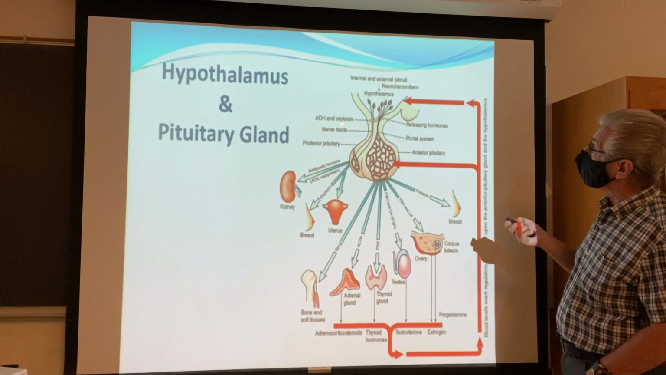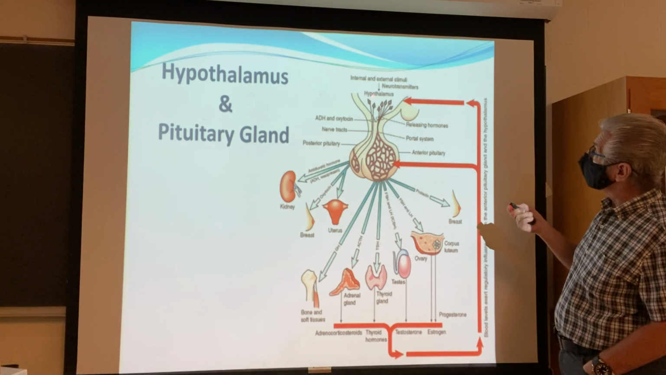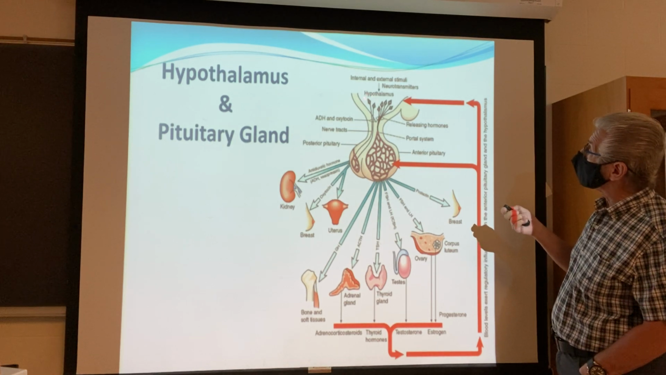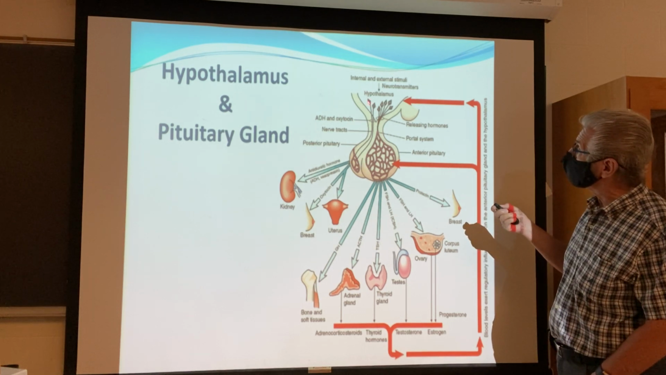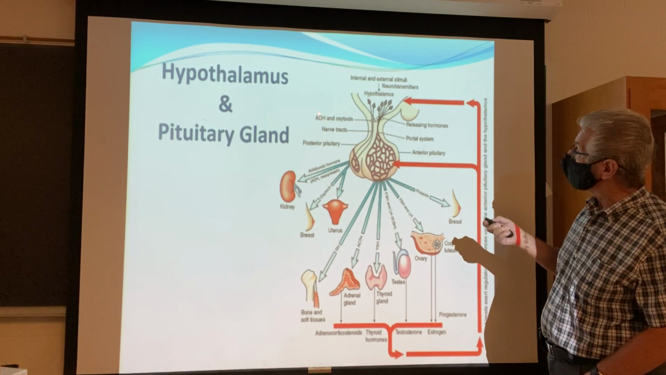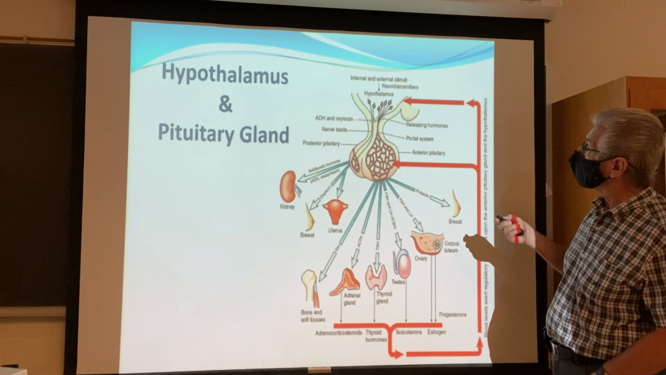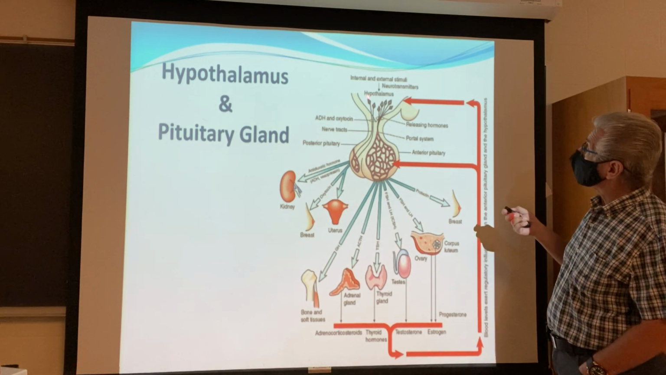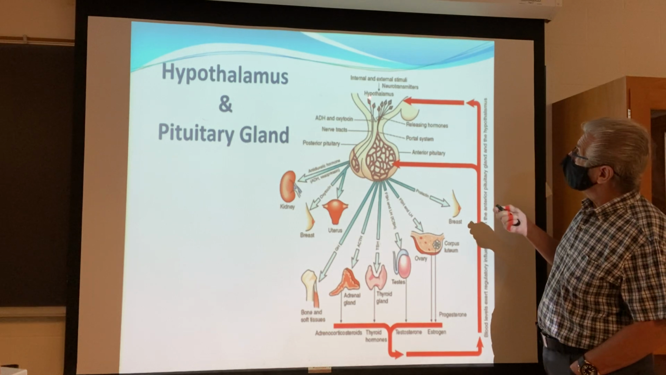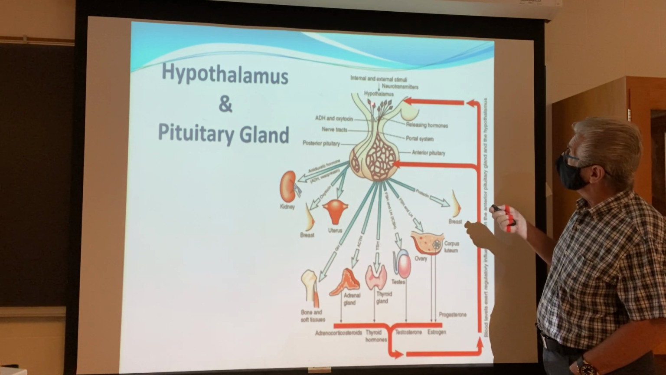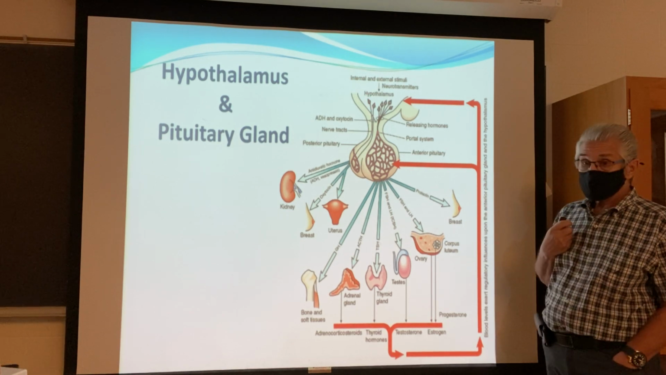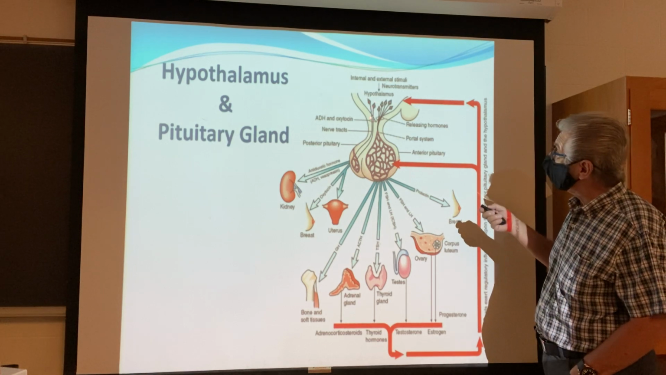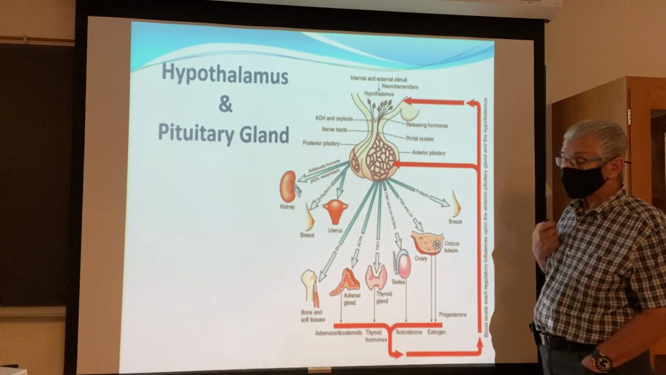And look at the type of hormones that are secreted. Okay? Number one, we look at the posterior pituitary. The posterior pituitary produces antidiuretic hormone and oxytocin. Antidiuretic hormone is, as you can see, synthesized in the hypothalamus. It is not synthesized in the posterior pituitary.